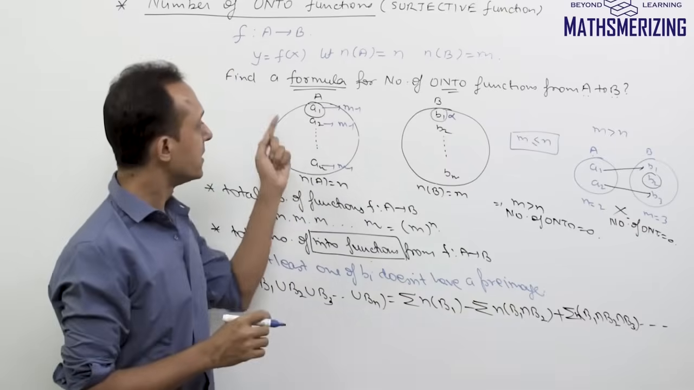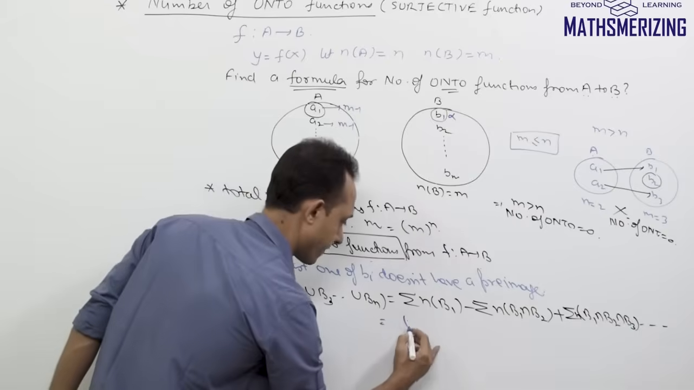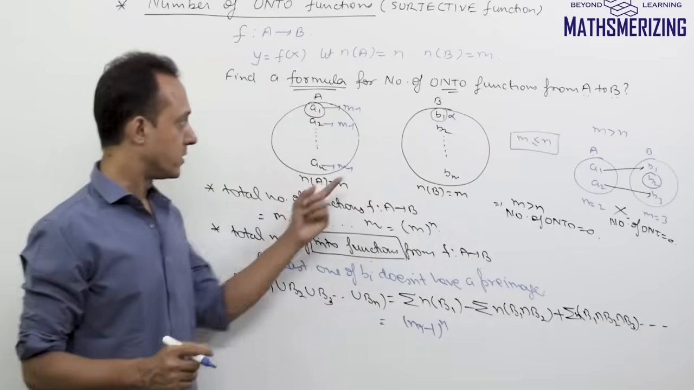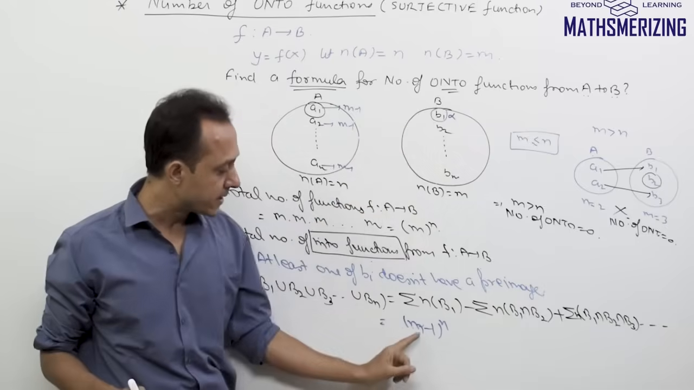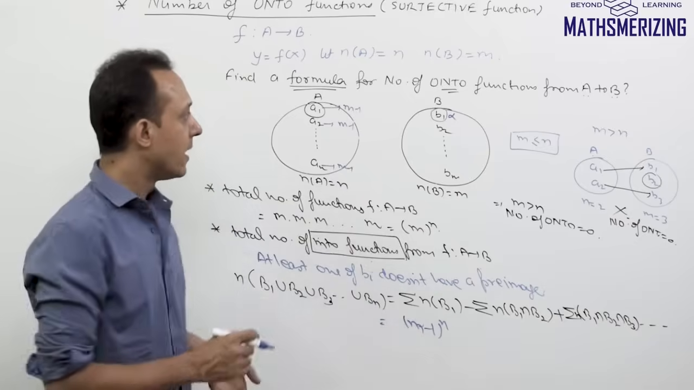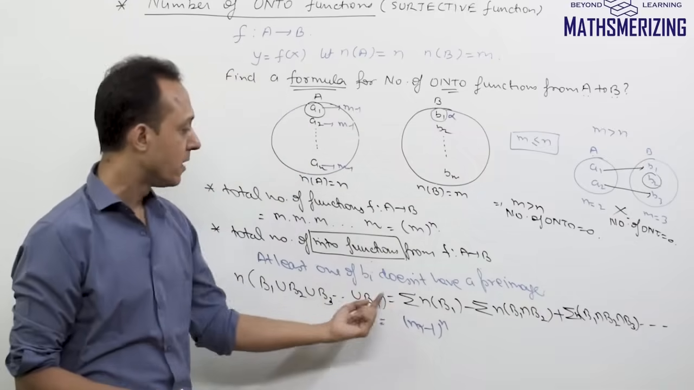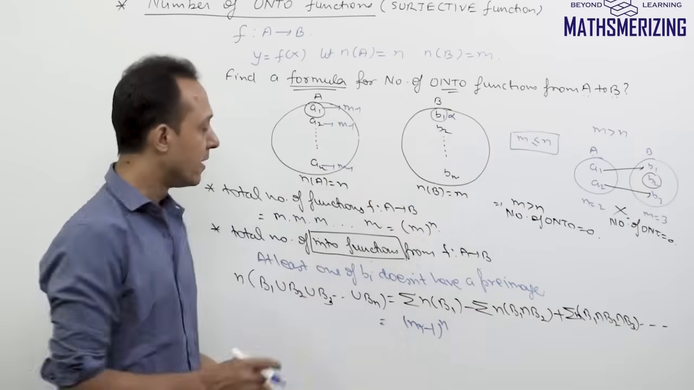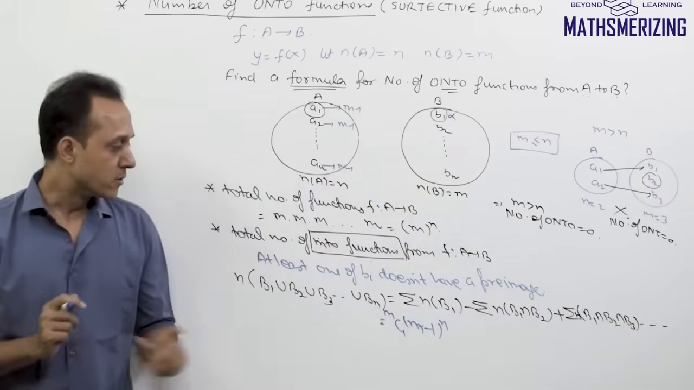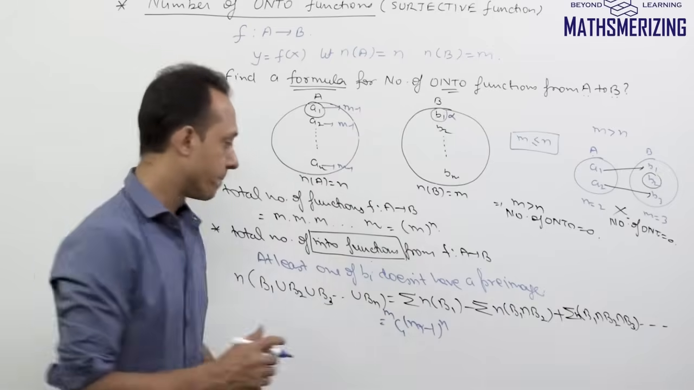So the total number of functions that can be defined from A to B, which doesn't include B1, is simply (m-1) to the power n. Now, the same is the case with B2. For B2 also, I'll get (m-1) to the power n. For Bm also, (m-1) to the power n. So I'll have the same condition for each of B1, B2 and Bm. So in order to find this summation, in how many ways can I select a single element? It can be done in mC1 ways. So this summation n(B1) is mC1 into (m-1) to the power n.